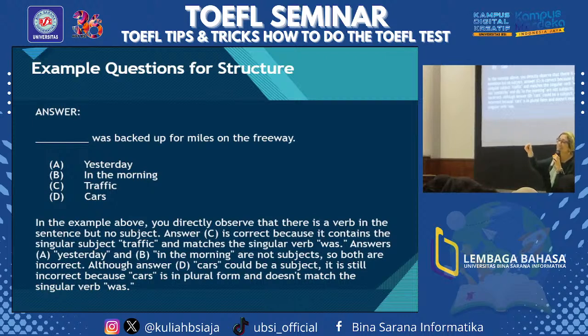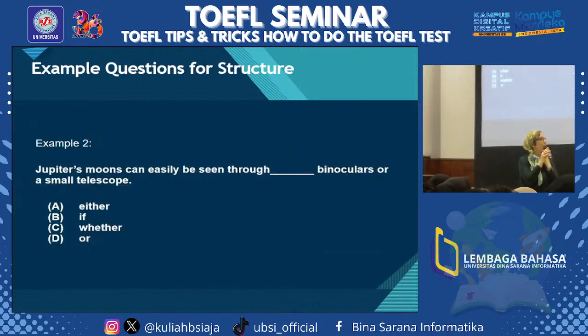Was we use for singular, not for plural. Cars were backed up on the freeway. That's okay. But it's not cars were, it's was. Because it's was, we have to use a collective noun, a noun that's already plural but is a collective noun, meaning it's the singular form. Traffic is the only one that would fit that. Traffic is a collective noun. We can use the singular form of was. So traffic was backed up for miles on the freeway. Okay? Next slide, please. We'll do one more for structure.